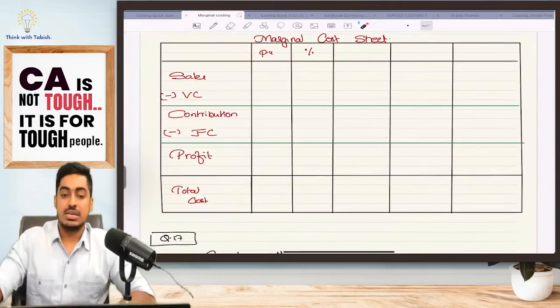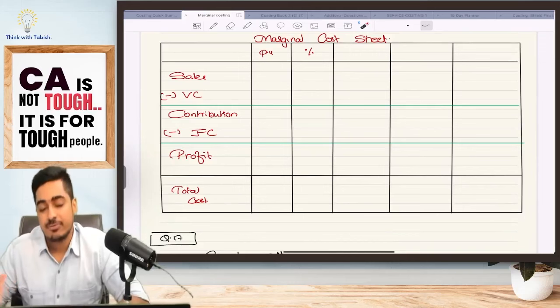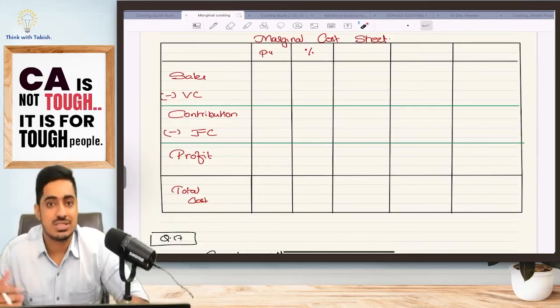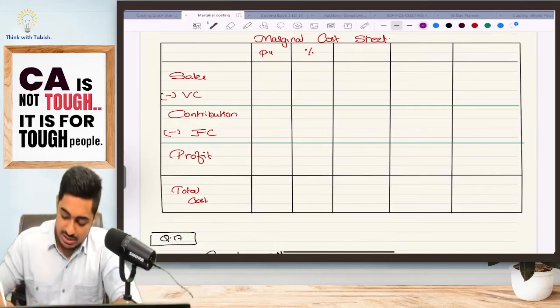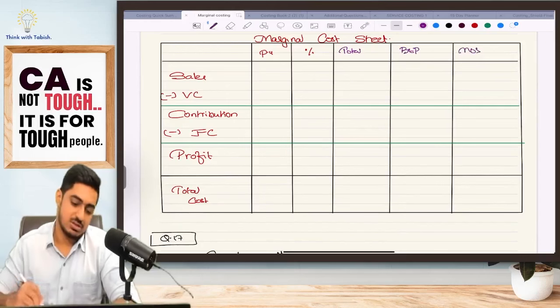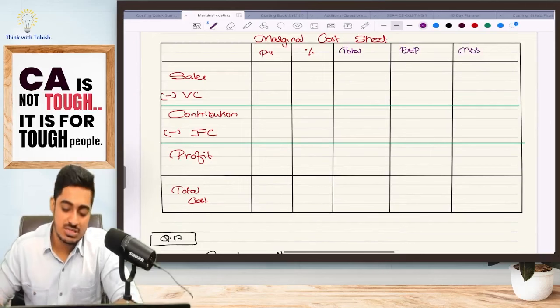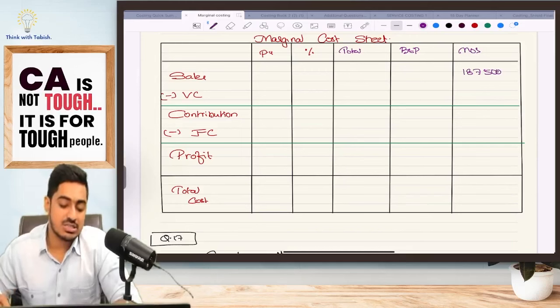Pay attention. Recorded students, pause and try it once by yourselves. All the live students have tried the question by themselves. Now look at this, how I am going to write it. Total, I will bifurcate it as BEP, MOS. Margin of safety, it is how much, students? It is 1,87,500.